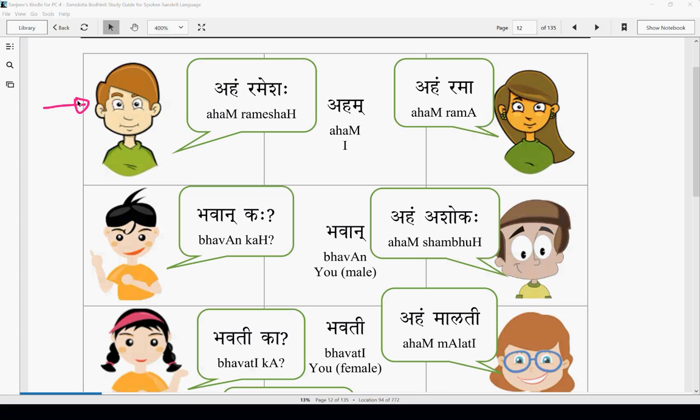So what does this mean? Aham means I. Aham Ramesha. Ramesha is the name of this person. I am Ramesh. Aham Rama, I am Rama. But Bhavan Kaha? Who are you? Aham Ashoka, I am Ashoka. I think there is some typing issue. It says Ashoka, below it says Shambhu. Yeah, correct, Ashoka. Bhavati Ka? Who are you? Aham Malati. I am Malati. Bhavati is for female and Bhavan for male.